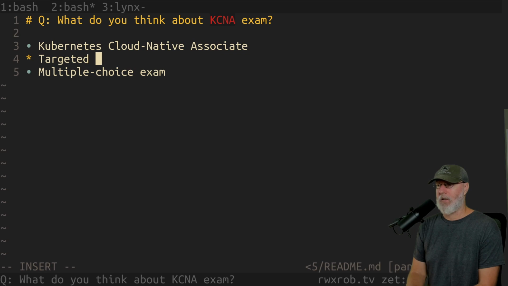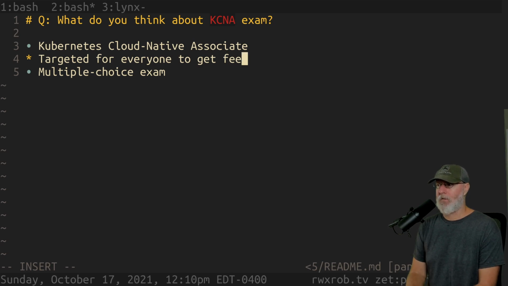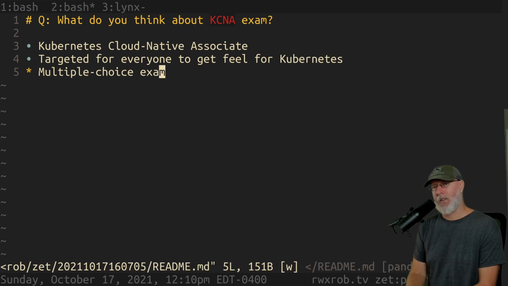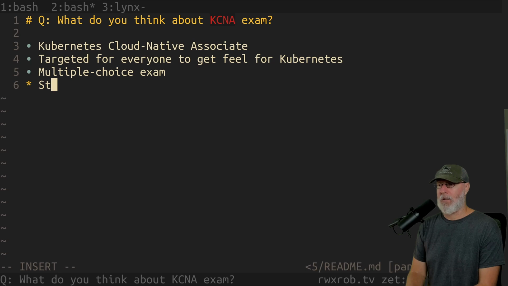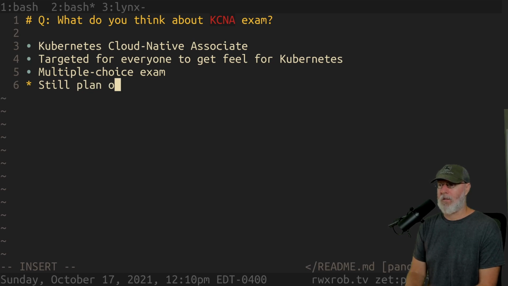It's targeted for everyone to get a feel for cloud native, or for Kubernetes. It's kind of like the overview: this is what this is, it's terms and stuff. It is the entry-level certificate, considered now the entry-level certificate for that. So still plan on the CKAD.